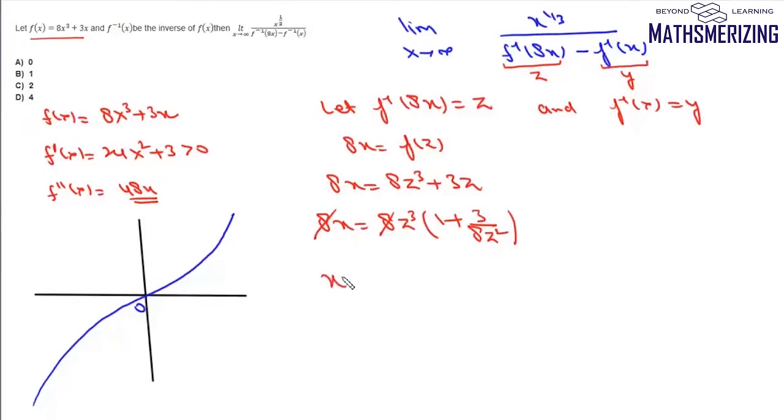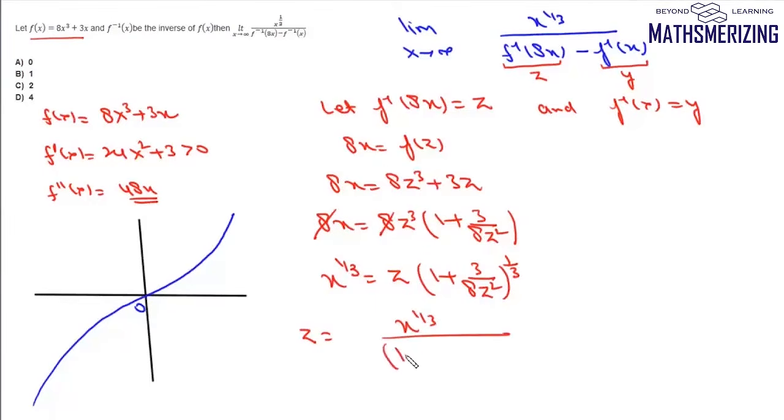We can write x to the power 1 by 3 equals z (1 plus 3 upon 8z square) to the power 1 by 3, or we can express z as x to the power 1 by 3 upon (1 plus 3 by 8z square) to the power 1 by 3. Now in the same way, we can solve this other condition, which is f(x) equals y. We can write x equals f(y).